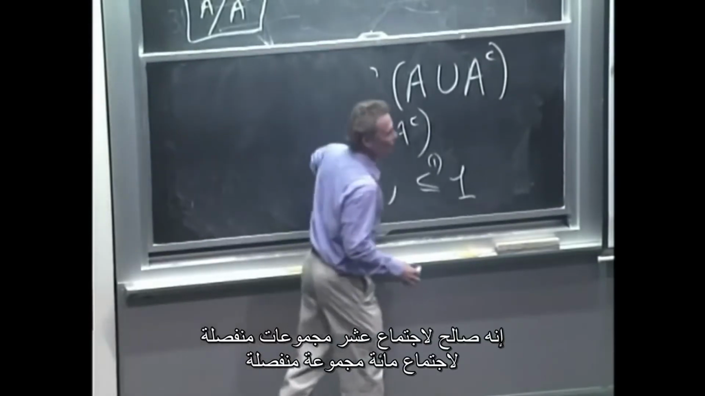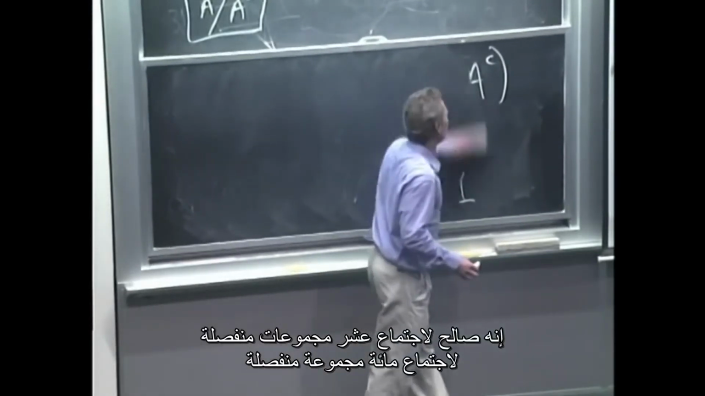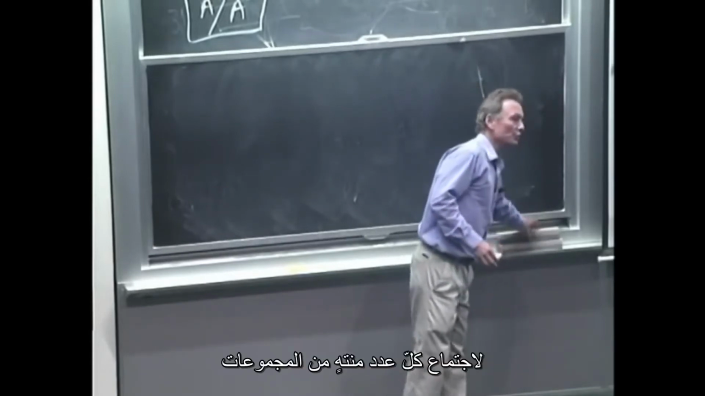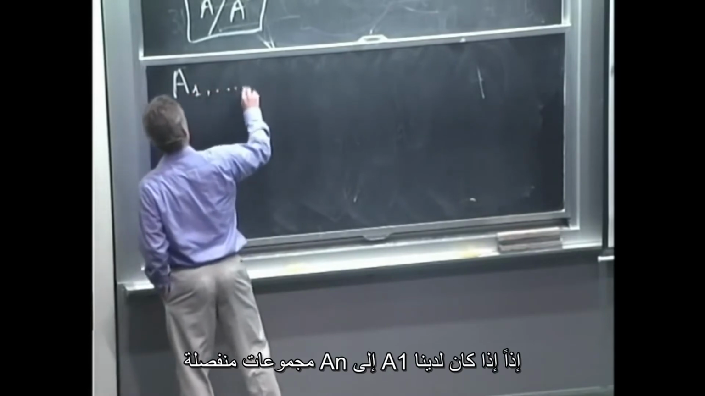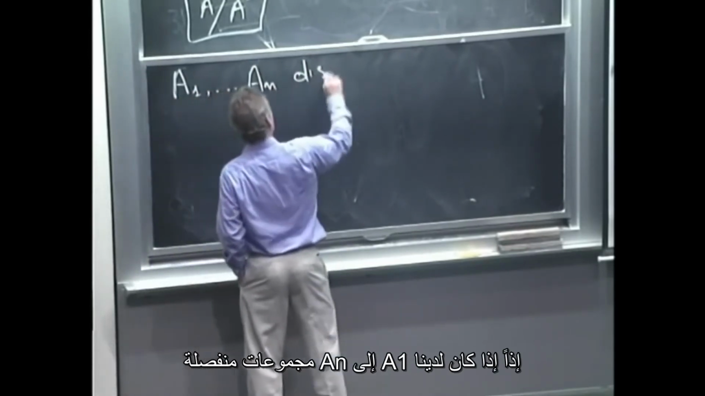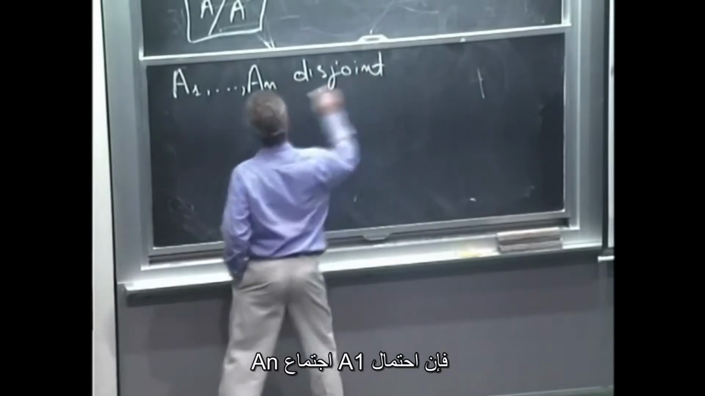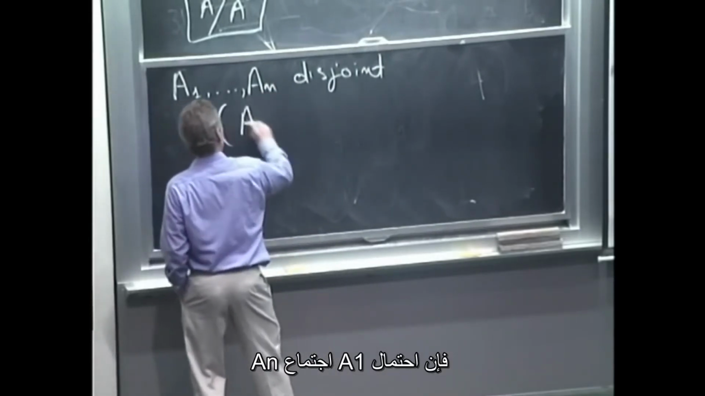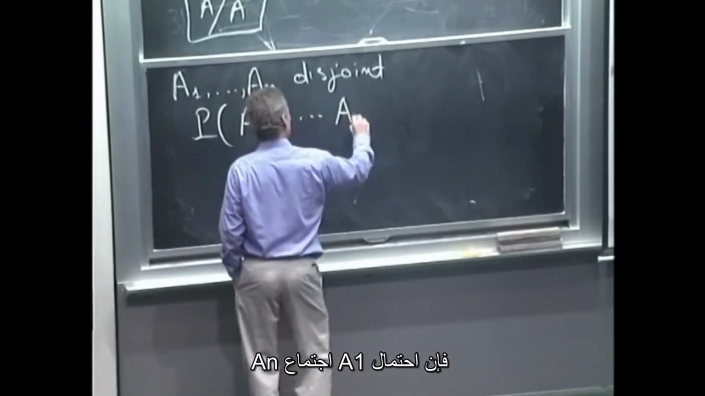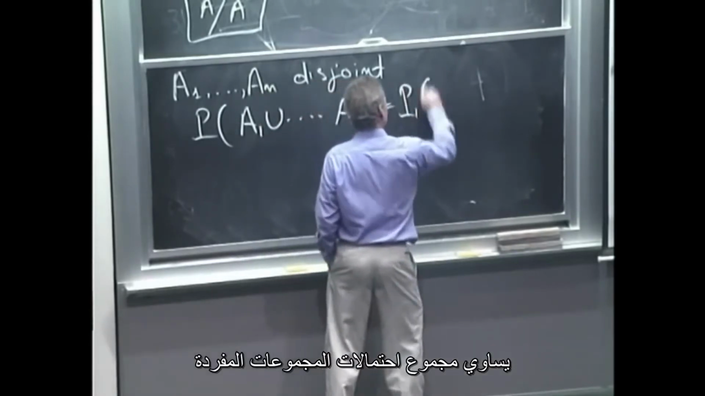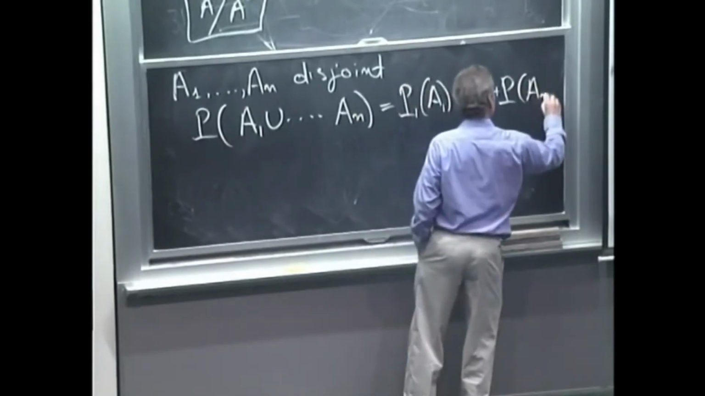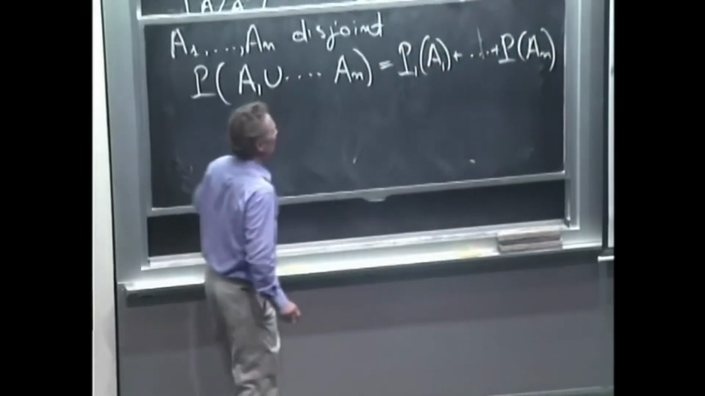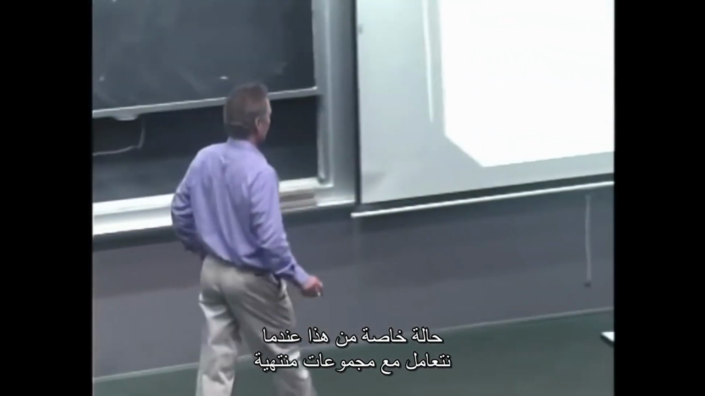It's valid for the union of 10 disjoint sets, for the union of 100 disjoint sets, for the union of any finite number of sets. So if A1 up to AN are disjoint, then the probability of A1 union AN is equal to the sum of the probabilities of the individual sets. Okay. Special case of this is when we're dealing with finite sets.